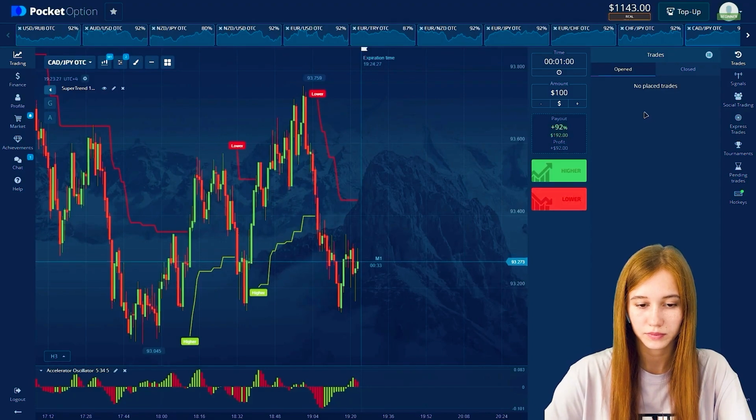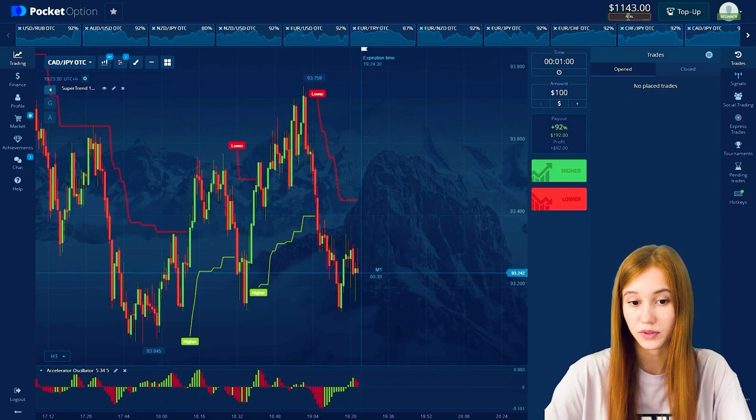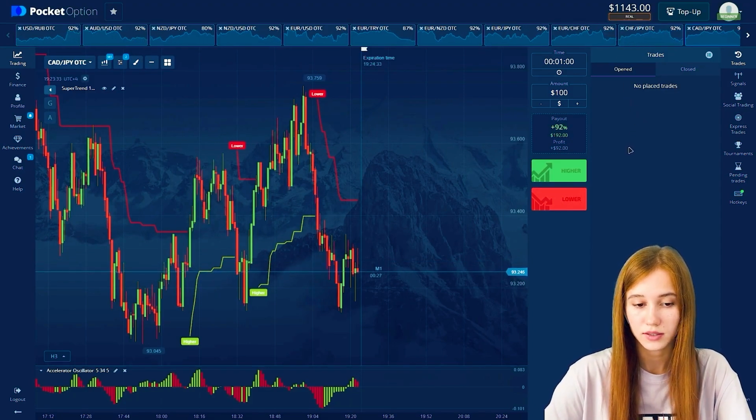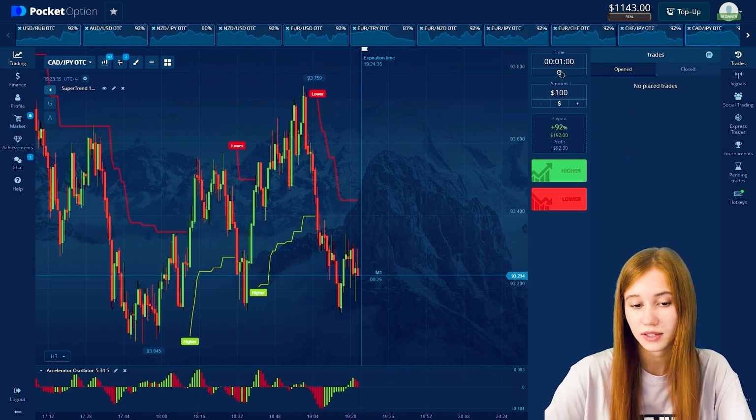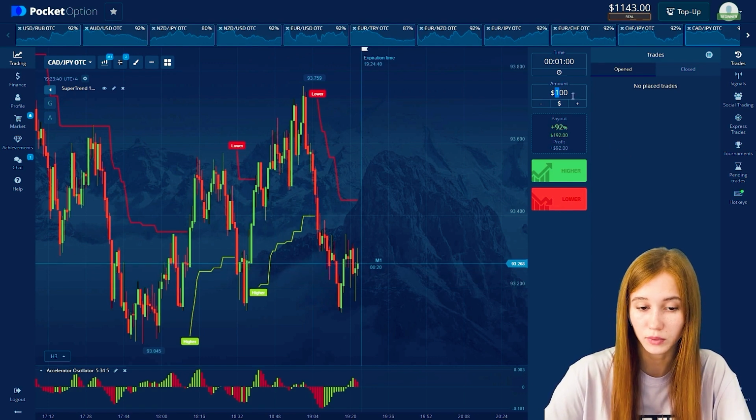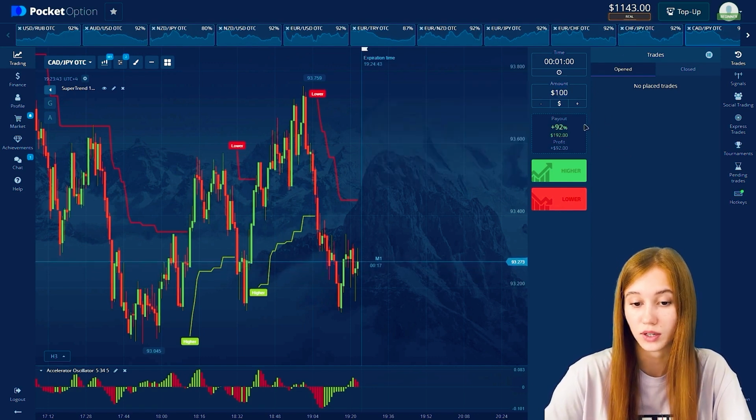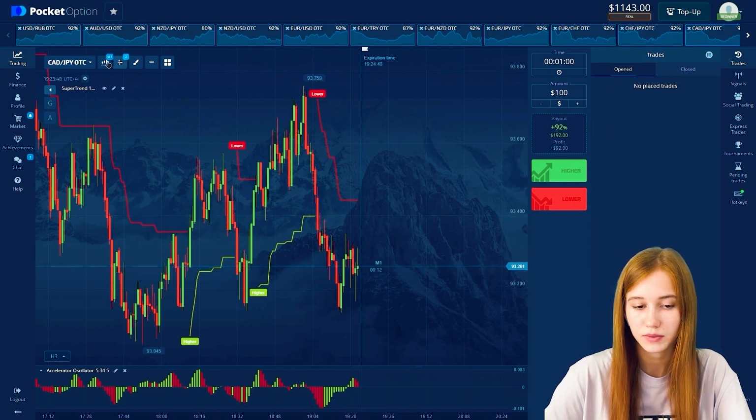So good. $1,000 on my balance. This is very good. We traded on the minute deals. The amount of the deal was $150 and it was reduced to $100 as I don't recommend trading against the bank all the time. We use two indicators.